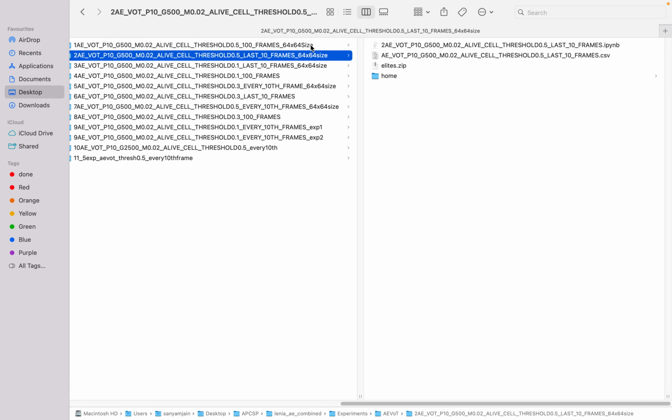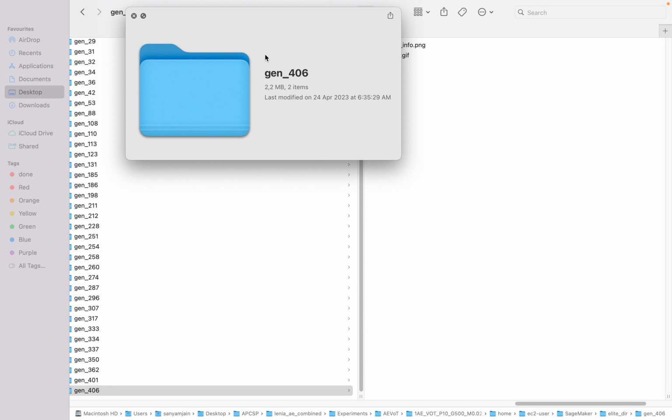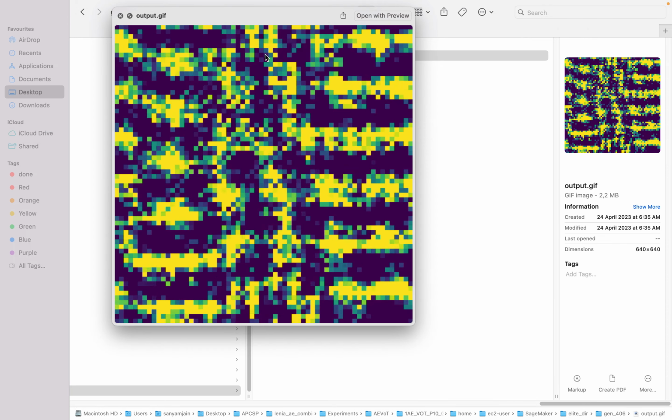okay. One thing worth noting here is that it shows generation 406, because from 406 till generation 500 there was no progress. So the elite which exists at 406 is the same at generation 500, and this is the output for it.